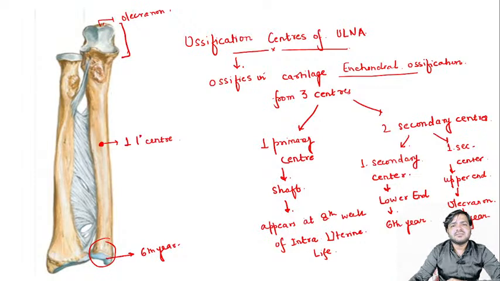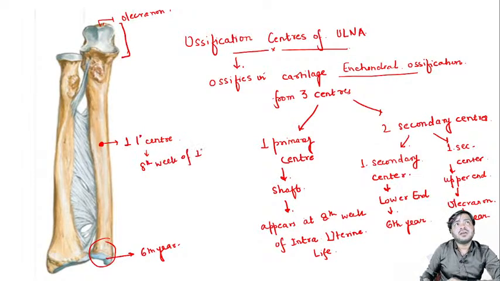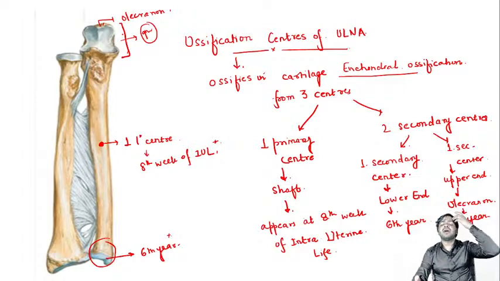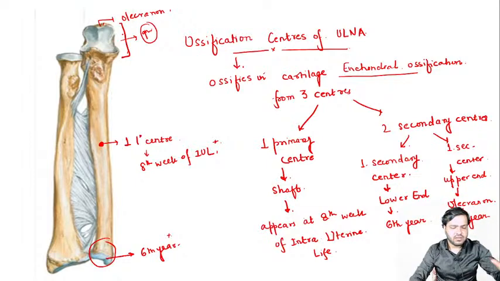This is about the ossification centers of ulna. 3 centers. 1 primary center, 8th week of intrauterine life. 2 secondary centers. One basically at the lower end, which is around 6th year, and one at around 9th or 10th year. I'll go with 9th. And it is mostly the olecranon one, where it was just present. I hope this is done, guys. Just give me a thumbs up that ossification centers of ulna done.